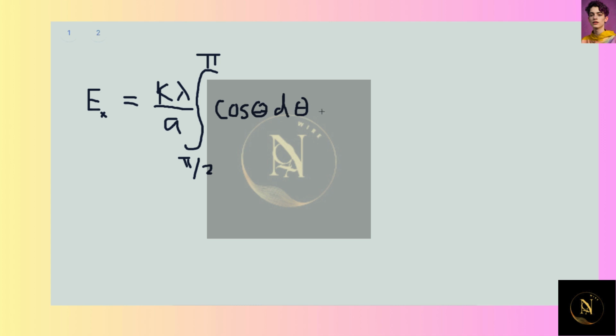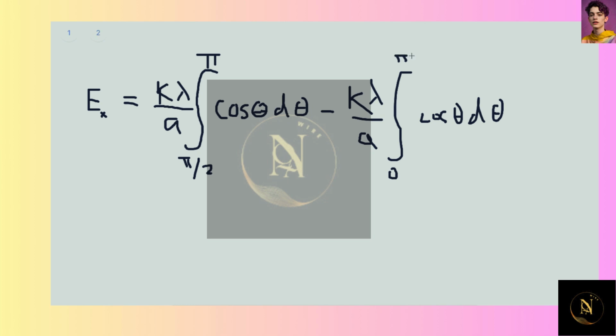And we'll have something similar but negative for the negative charge contribution, right? So let's just write that out quickly. Cos theta d theta. But now we're going to be going from 0 to pi over 2, right? Because that's where the negative charge is.